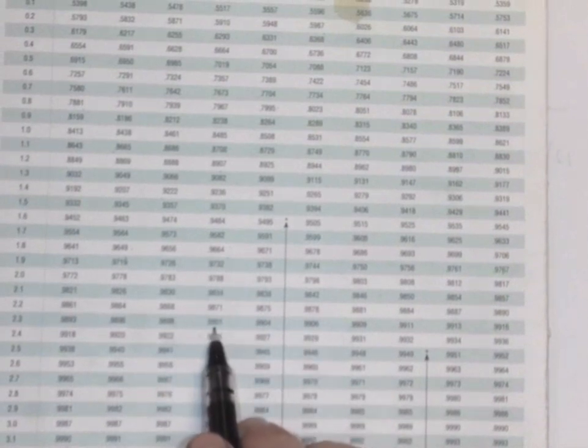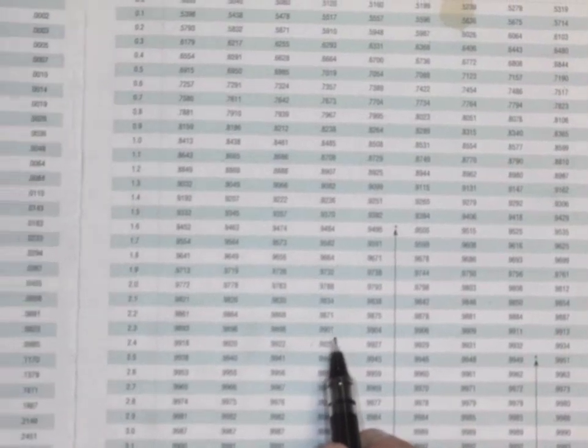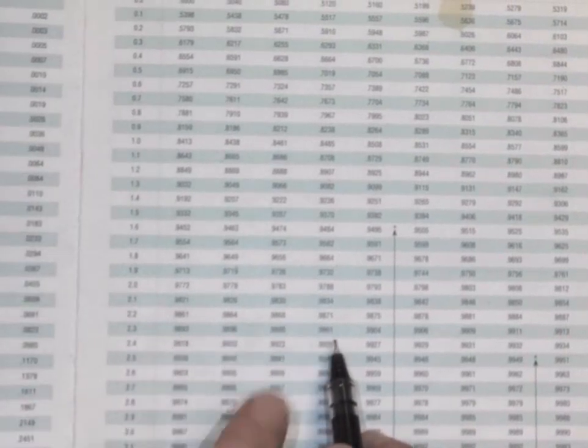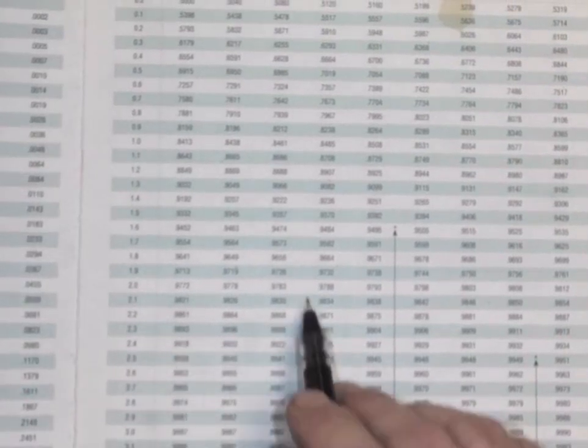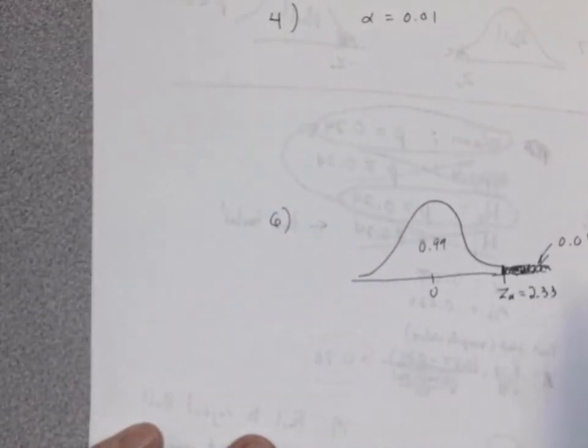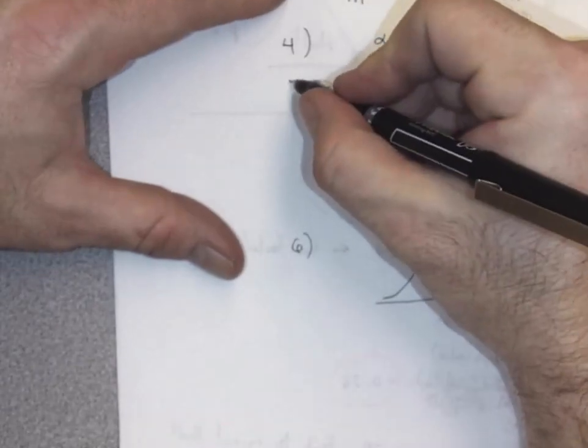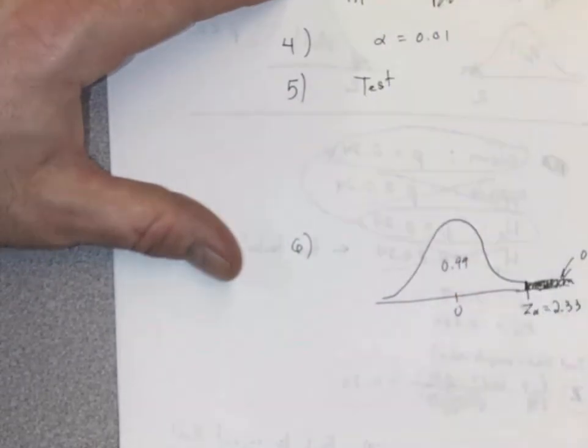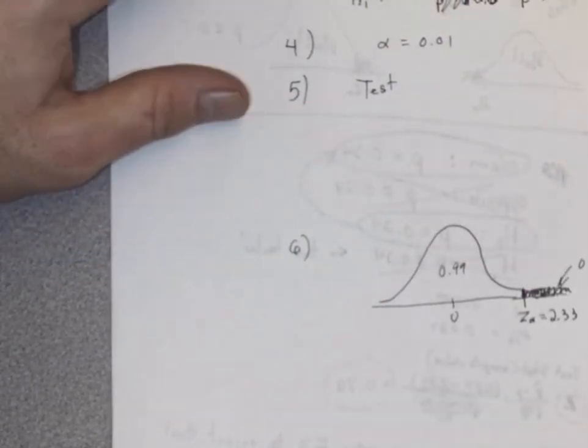Right here, 9901 is the closest we can get. So if you look at this, this number maps to 2.33. So this is equal to 2.33. All right, so number 5, I'm going to find my test statistic, which represents where that sample lives.